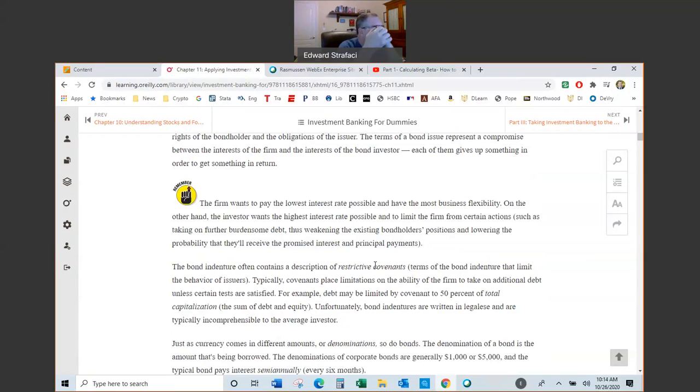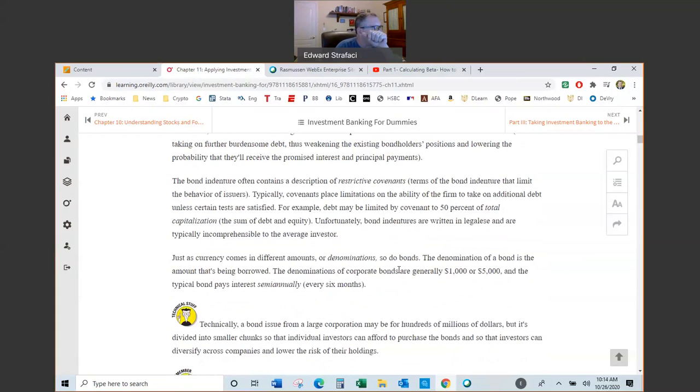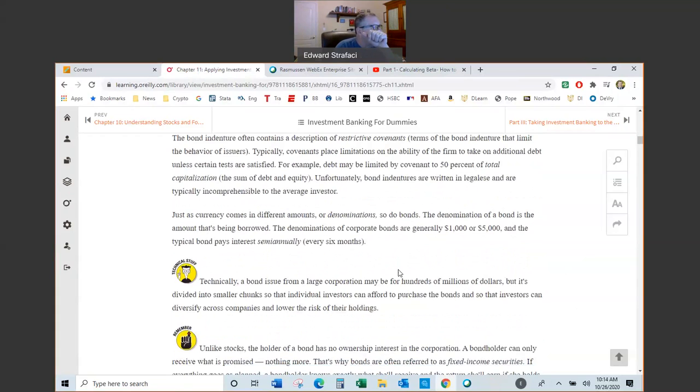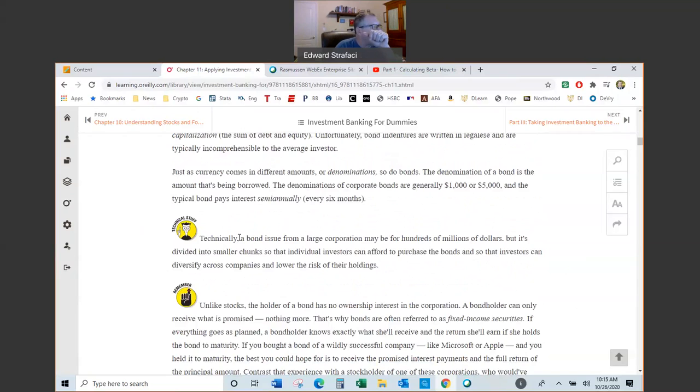So that kind of says it right here. And so does the denomination part. And this is exactly what I said. It's divided into smaller chunks. This is really good. This is a very good, easy way to understand the bond market. So I love this chapter.